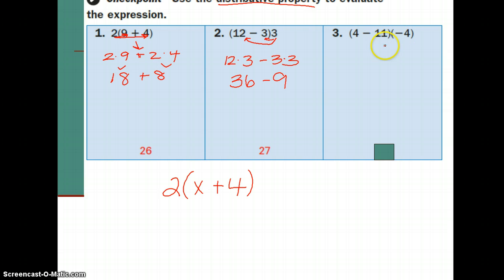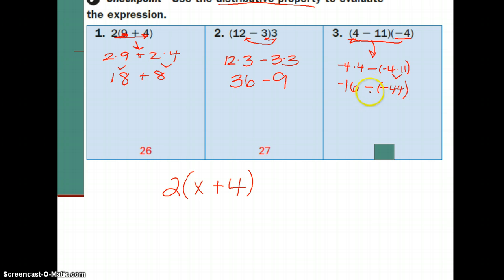You can tell what number is on the outside because it's the one that's alone. There is no subtraction or addition sign in between that and another number. -4 is the number that's being multiplied, so we want to multiply it by 4. -4 times 4. Bring down the subtraction. And then -4 times 11. -4 times 4 is -16. Subtract -4 times 11 is -44.